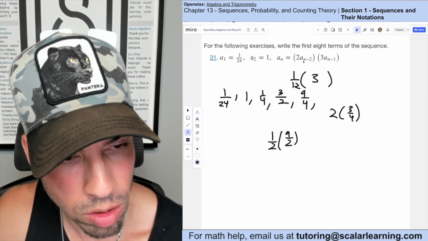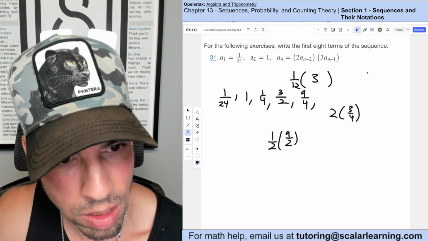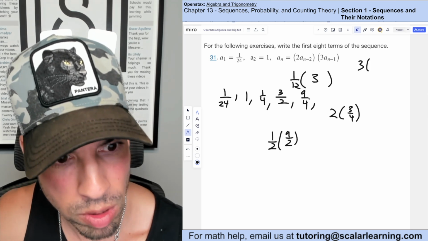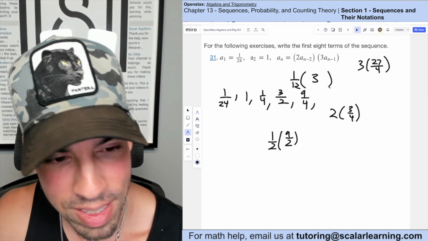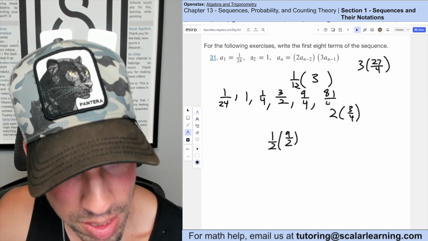Okay, now we're going to run the recursive again. So 2 times this, which is 3, times 3 times this, which is 27 over 4. This is going to be 81 over 4. Okay, we can see the numbers getting bigger.